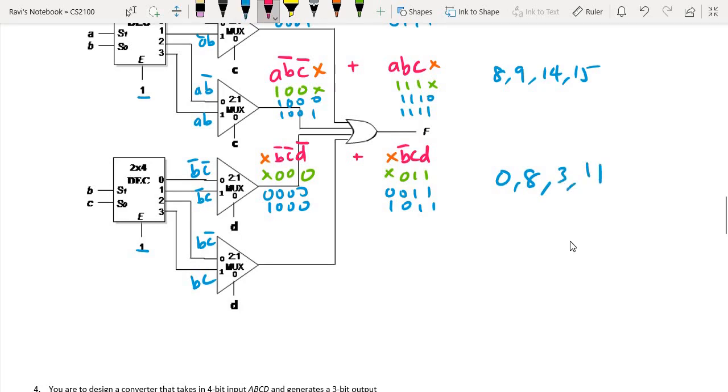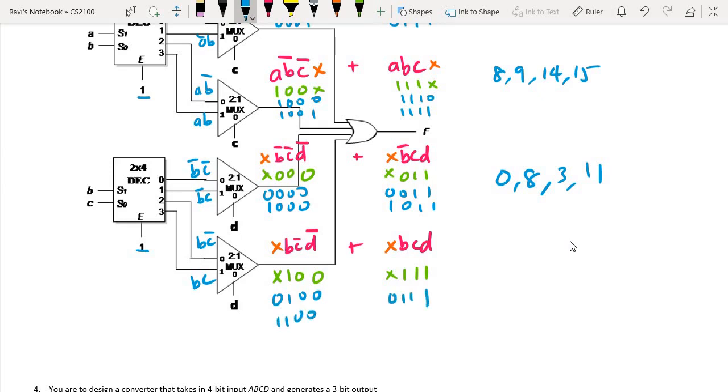Okay, and for the last stage here, it's the same thing. B, C bar will go through when D is 0. So, B, C bar and D bar. Or B, C will go through when D is 1. Okay, so A is a don't care condition. So what you have is X 1, 0, 0 or X 1, 1, 1. So they are 0100, 1100, or 0111, 1111, which are 4, 12, 7, and 15. Of course you see some duplicate numbers.